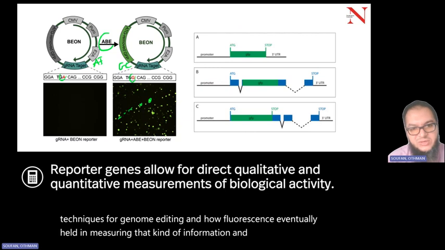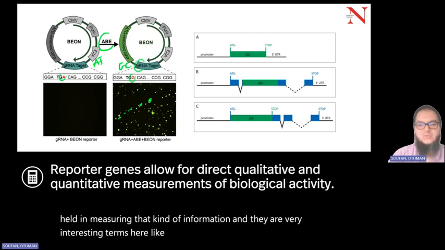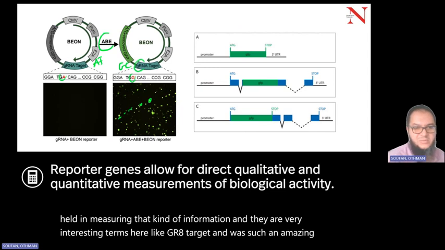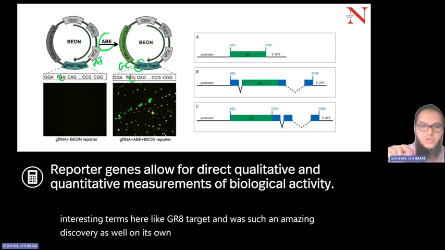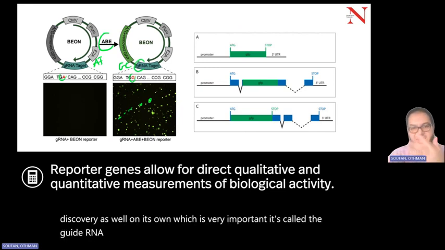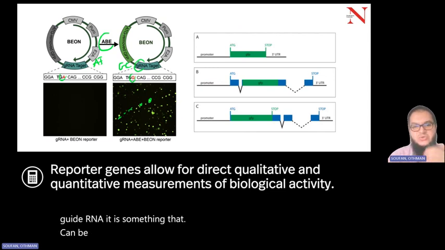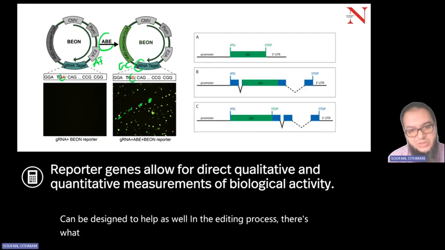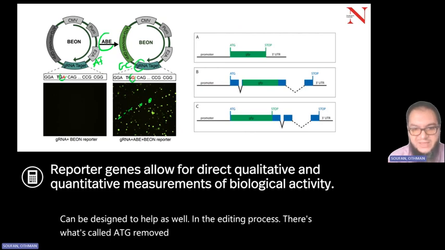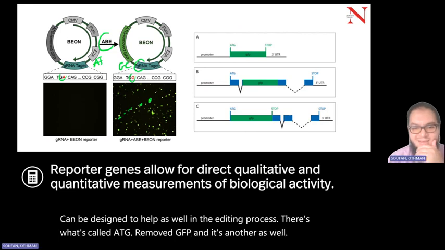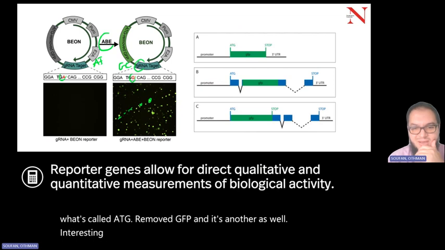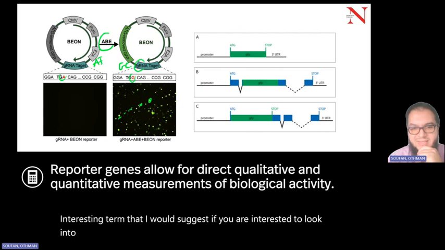There are also very interesting terms here like gRNA target, which was such an amazing discovery on its own and is very important. It's called the guide RNA. It is something that can be designed to help in the editing process. There's also what's called ATG removed GFP, another interesting term that I would suggest you look into if you are interested.